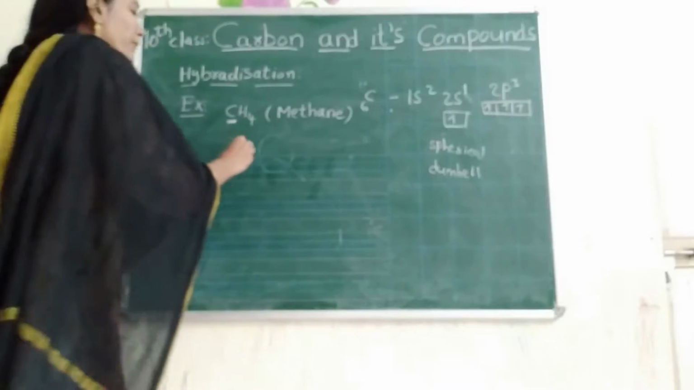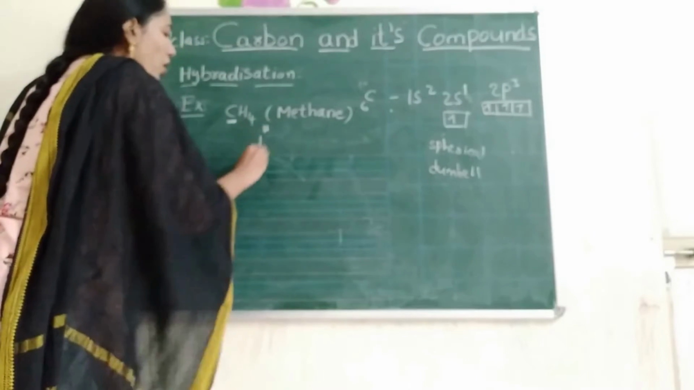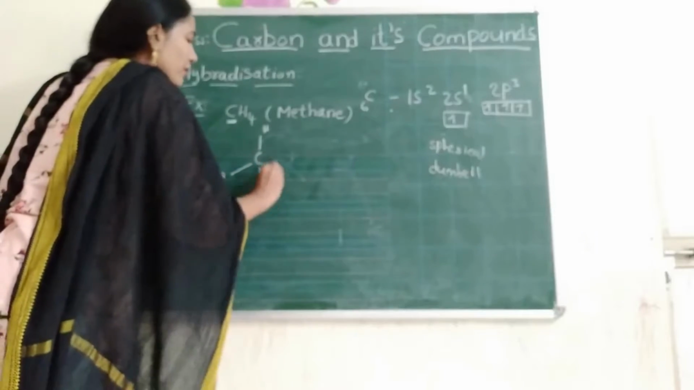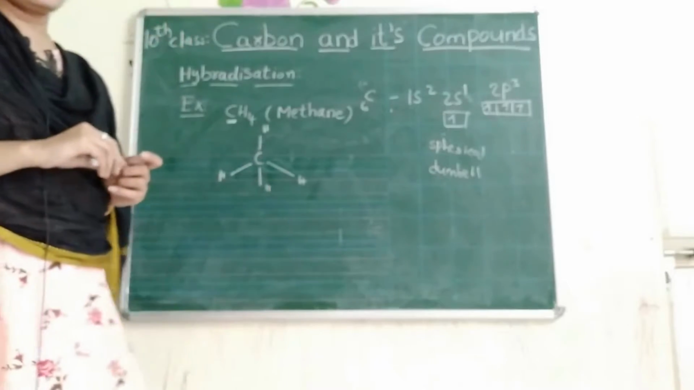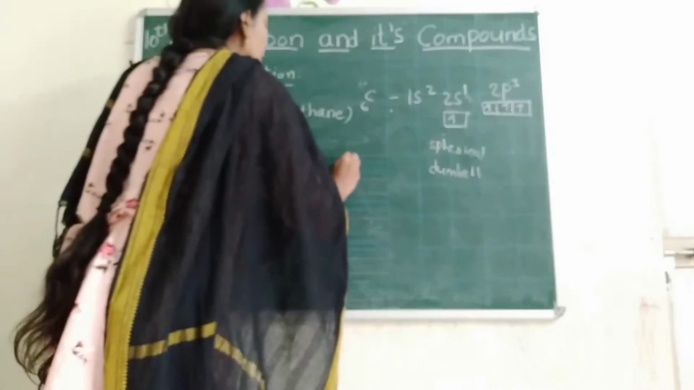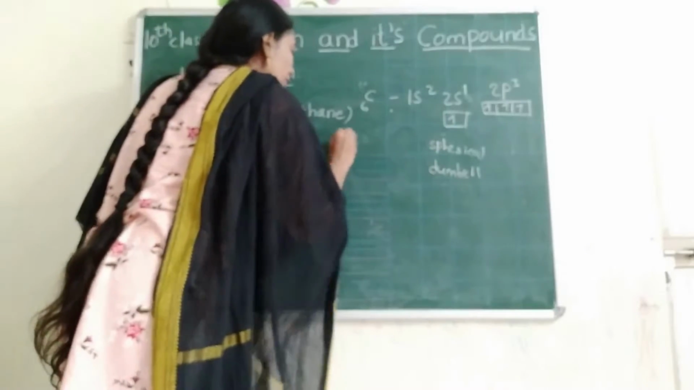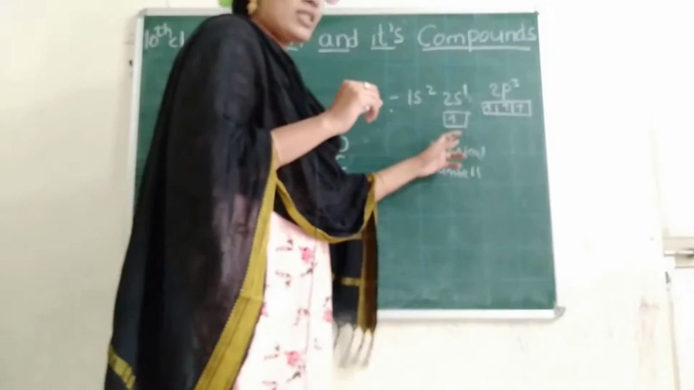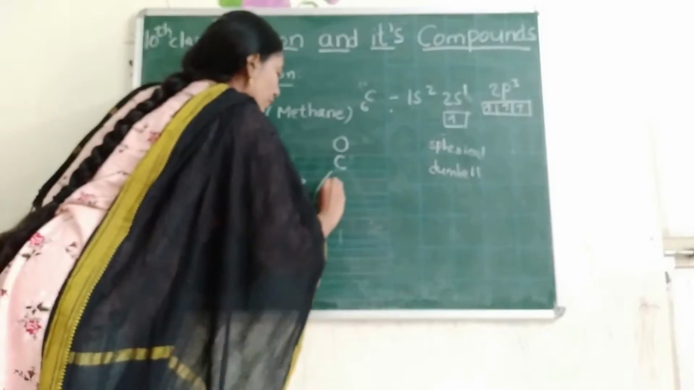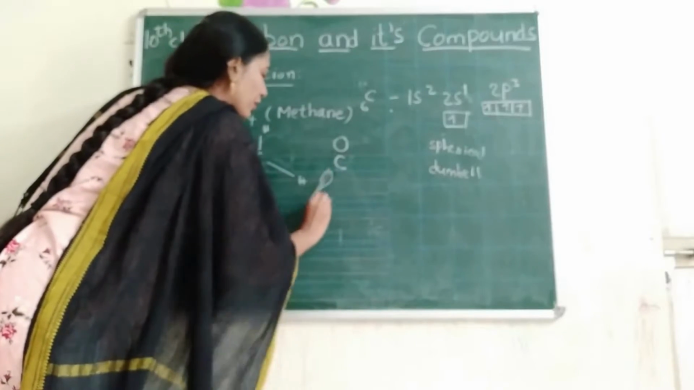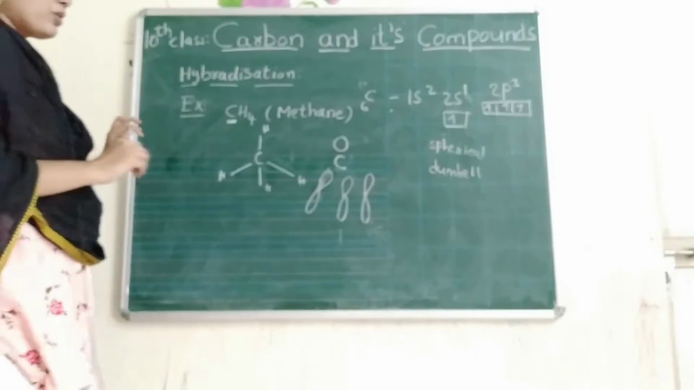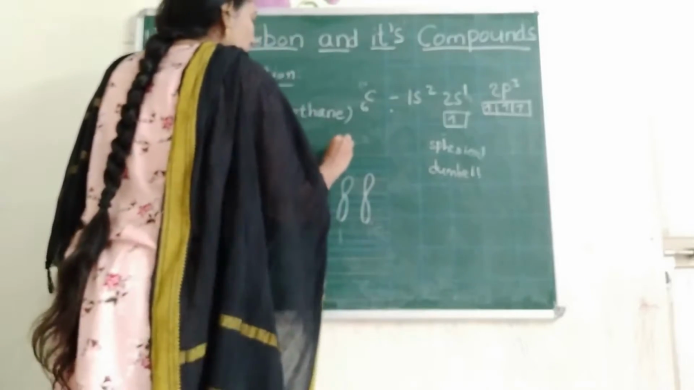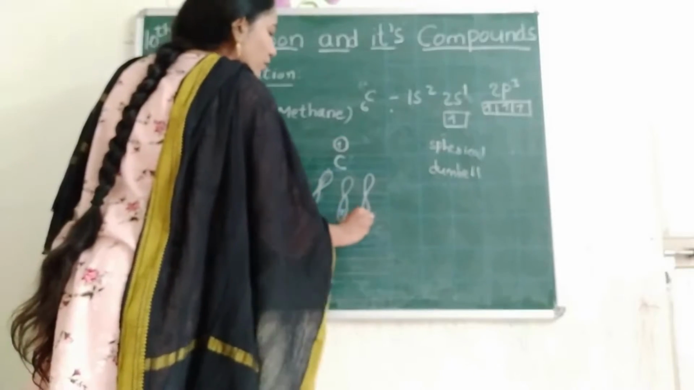But if you observe experimentally, all the C-H bonds in the CH4 molecule are identical. That means they are equal in energy and equal in shape. Here the carbon has how many orbitals? The 2s orbital, which is spherical in shape, and the other 3 p orbitals. The p orbital shape is dumbbell. One p orbital, another p orbital, and another p orbital. Like this are the shapes of the p orbitals. Each has a single electron.